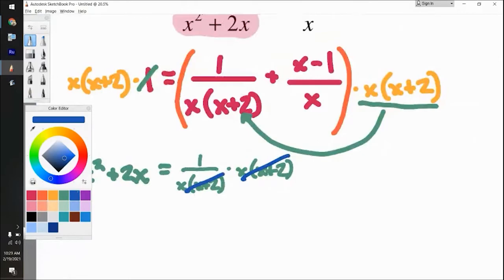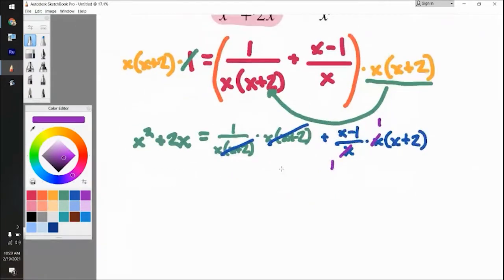Let's keep going. We're going to do the same thing over here. We have x minus 1 over x, and we're going to multiply that by x times x plus 2. Check this out. x over x cancels. Look at that. If you remember before we were multiplying by rational expressions, you can do that. x over x is 1 over 1. So now we have no more fractions. Look at that. That is insane.